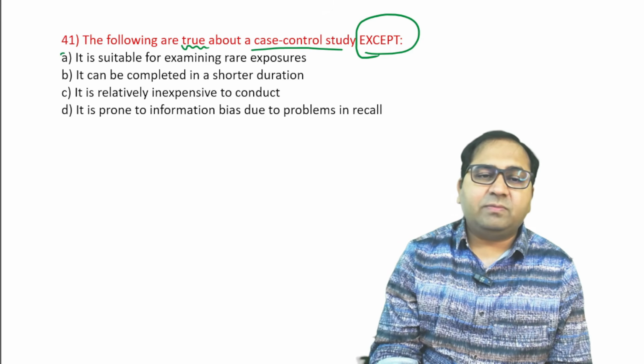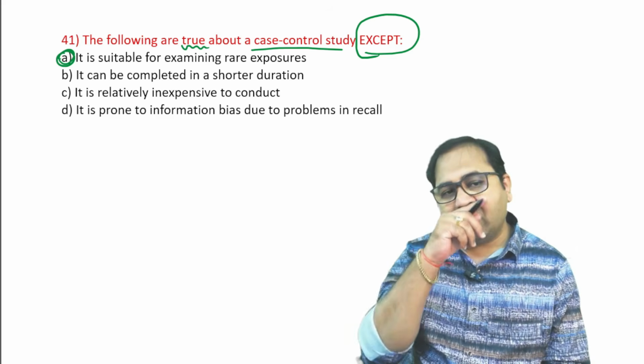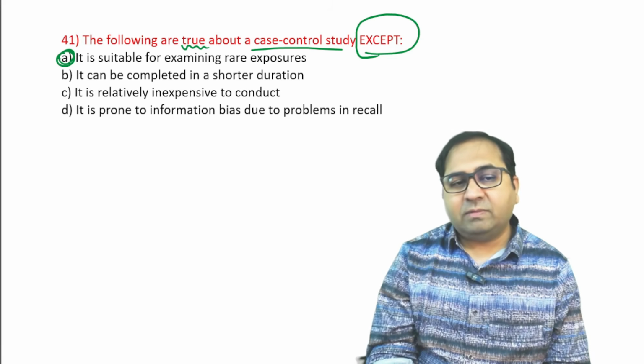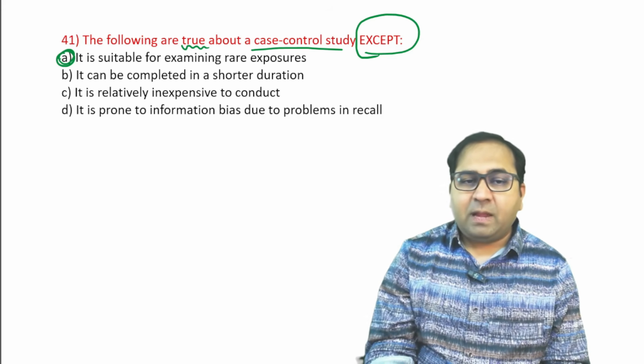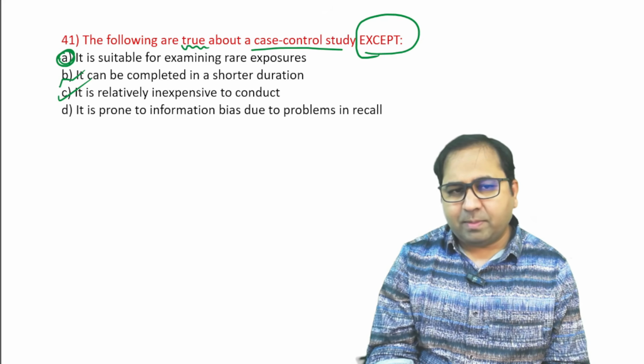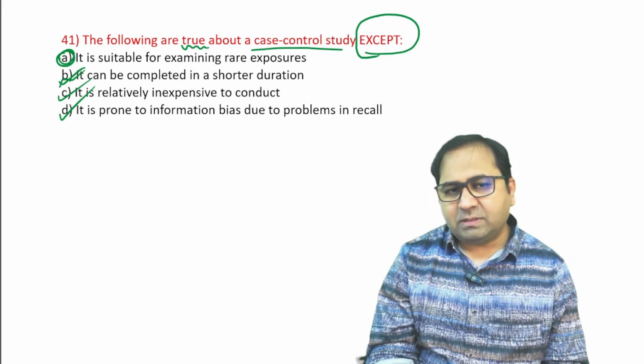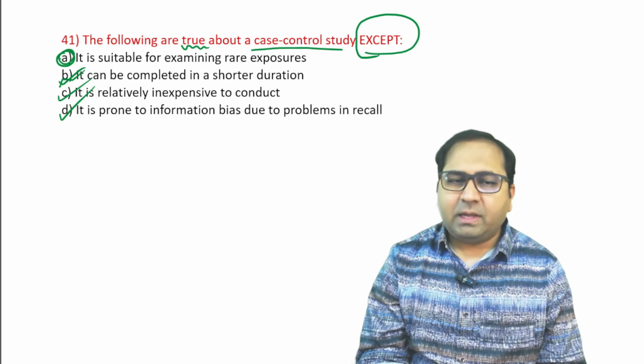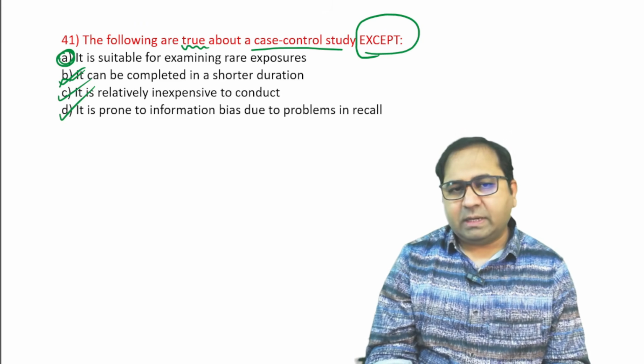Yes, this itself is the answer for this question. That it is a wrong statement. The rest of the three statements: that it can be completed in a shorter duration, yes. It is relatively inexpensive, yes. And it is prone to information bias due to problems in recall, yes. All the three statements are correct. Option number A is incorrect, pertaining to a case control study.